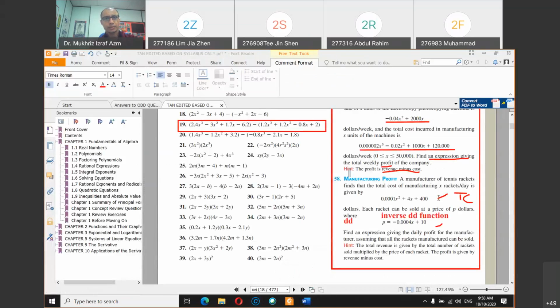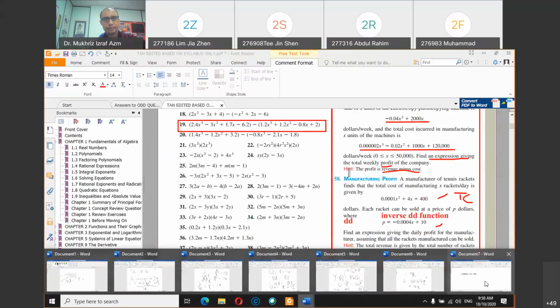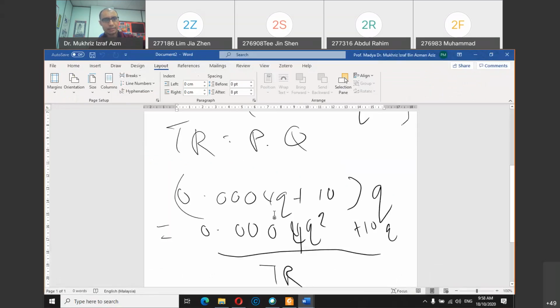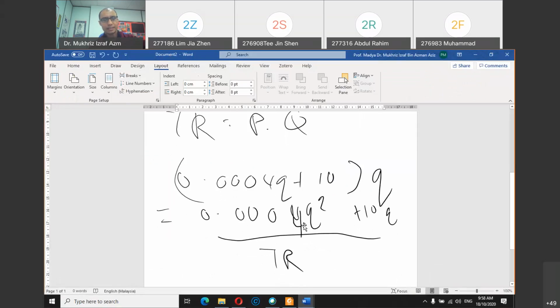Okay, so if you can get this one, 0.005, of course the solution is very straightforward, but many students will struggle. The difficult part is not TR minus TC. The difficult part is to get the total revenue. Once you get the TR, then minus the total cost should be straightforward, but the problem is to get the total revenue.